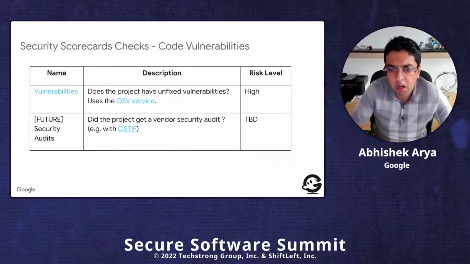Okay, so let's see how Scorecards evaluates these different kinds of risks. For code vulnerabilities, it hooks into the Open Source Vulnerability service, or OSV. It is a free and very comprehensive open source vulnerability database. It is also the official vulnerability database for several languages, for example, Golang, Python, Rust, and the Linux kernel. Scorecard checks whether your package has any open vulnerabilities, and gives a score based on that.